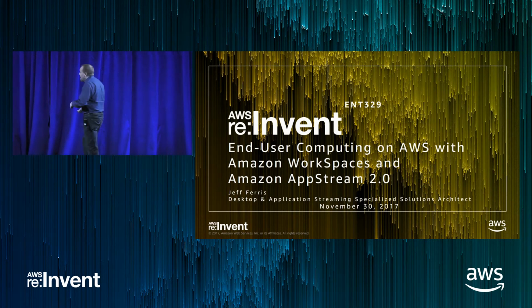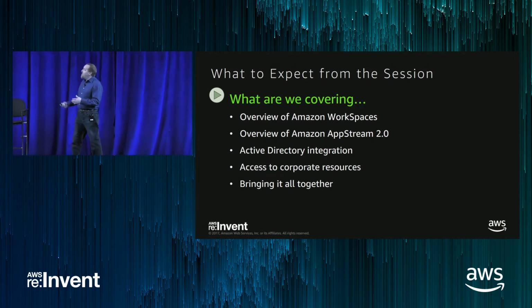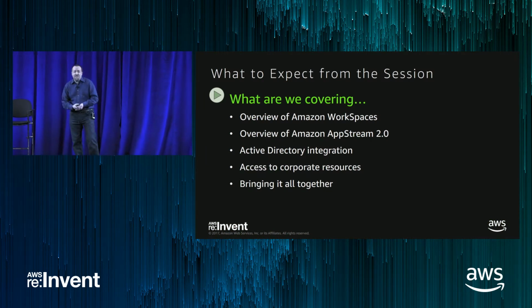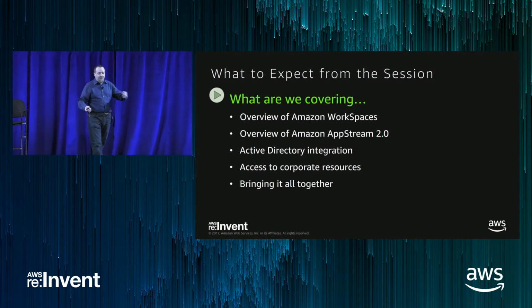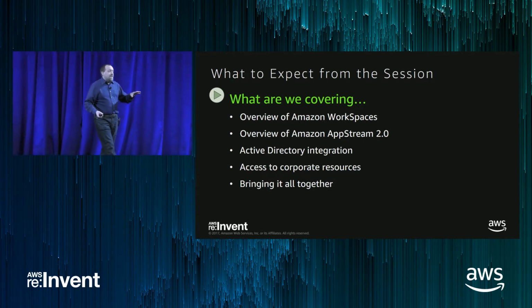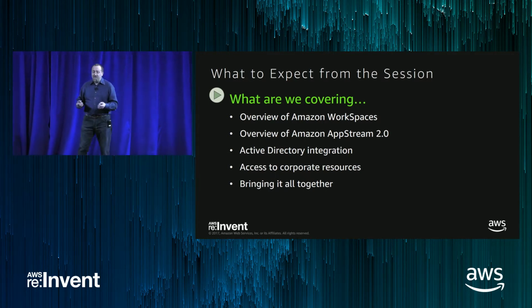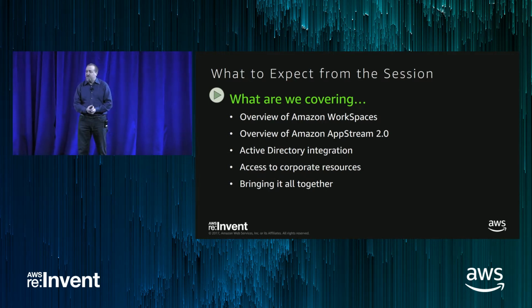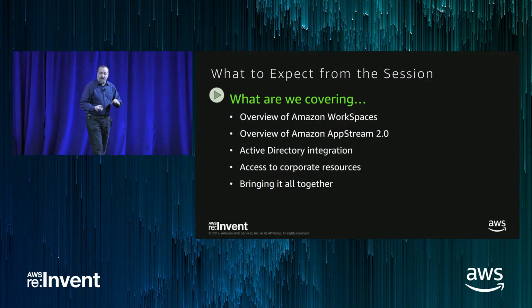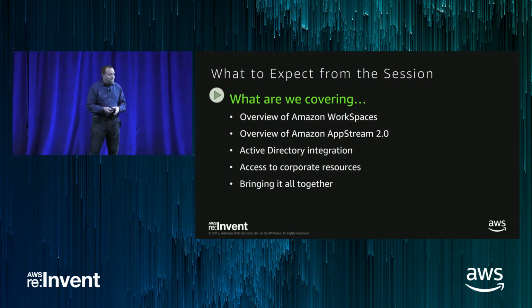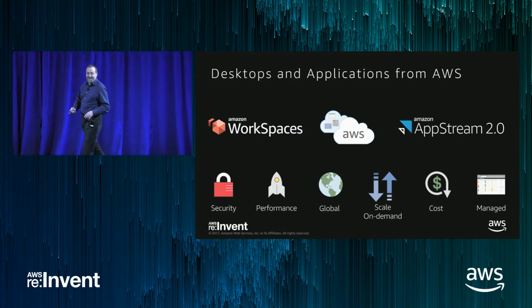So we're going to cover today a brief overview of Amazon WorkSpaces, an overview of AppStream 2.0. Then we'll go into considerations for Active Directory integration, account setup, network configuration for an enterprise use case. We'll talk about creating access to corporate resources from both of these services. Then we're going to wrap it up with a demo, hopefully.